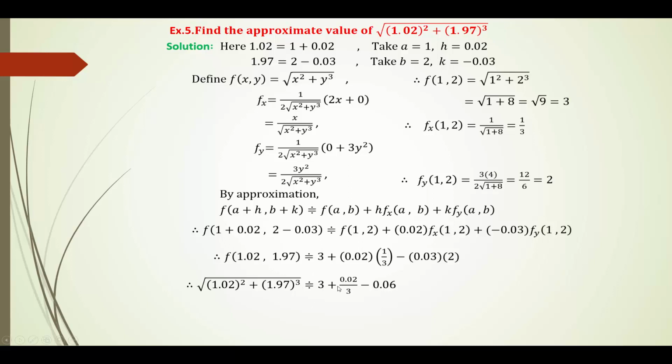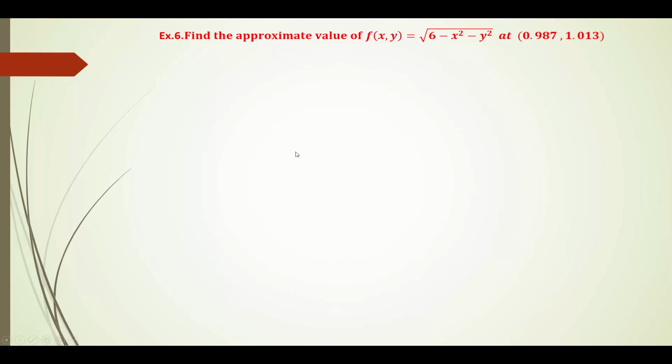3 plus 0.02 upon 3 minus 0.03 into 2, which is 0.06. Therefore it is approximately equal to 3 plus 0.02 upon 3, which is 0.006, minus 0.06. After simplification, it is equal to 2.946, which is the answer. Next, example number 6.